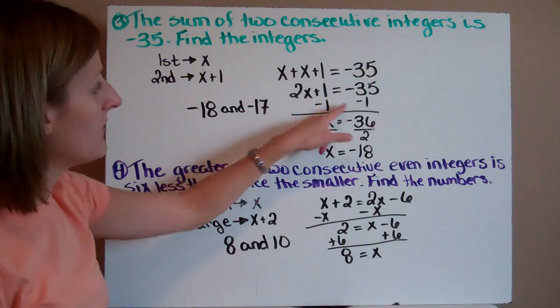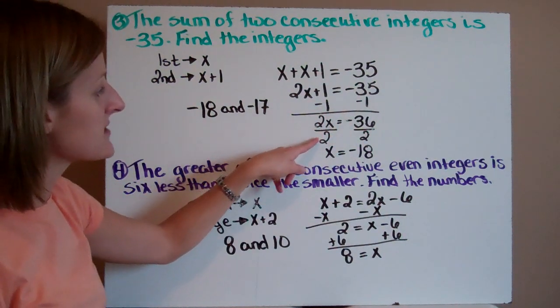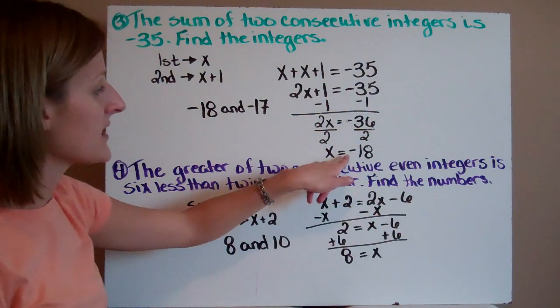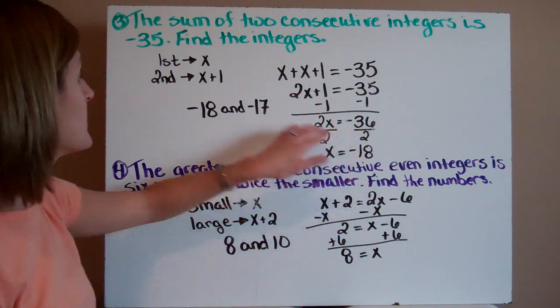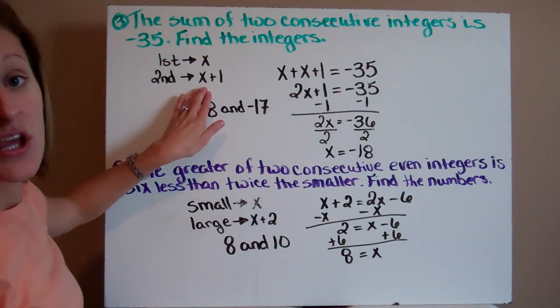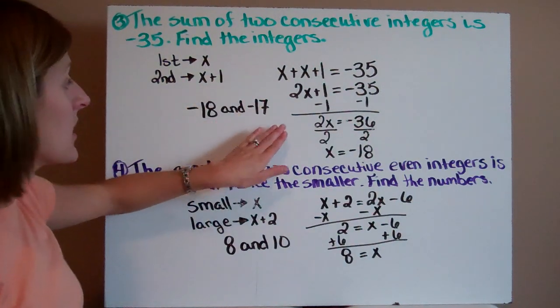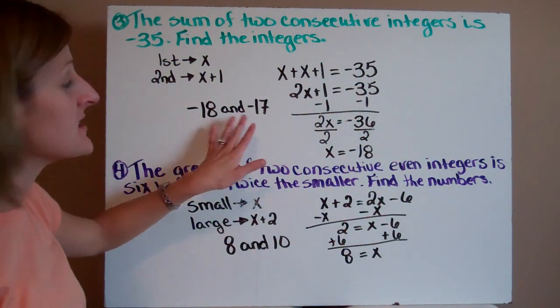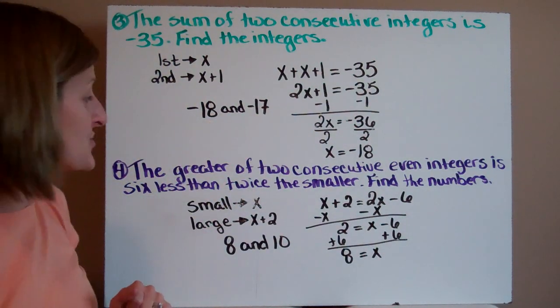I'm going to subtract 1 from both sides. I get 2x equals negative 36. Then divide by 2 and I get x to equal negative 18. Now if I take that, and notice my second one, you've got to add 1 to it. If you add 1 to negative 18, you're going to get negative 17. So those are my 2 consecutive integers.